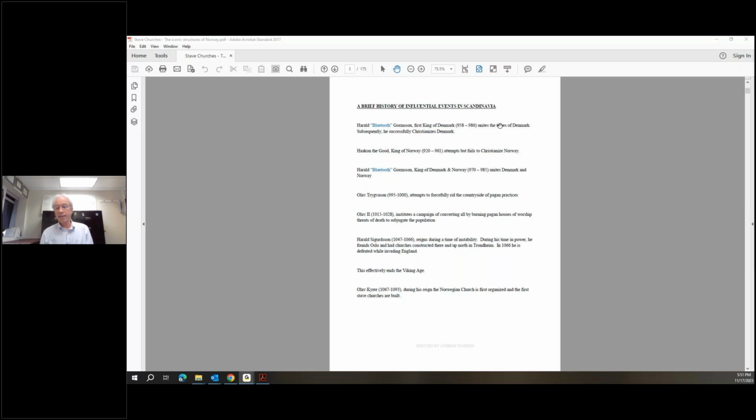Population-wise, at that period of time, Norway had 150,000 people in a significantly larger area than Denmark. So Norway, 150,000 people living in an area of almost 150,000 square miles.